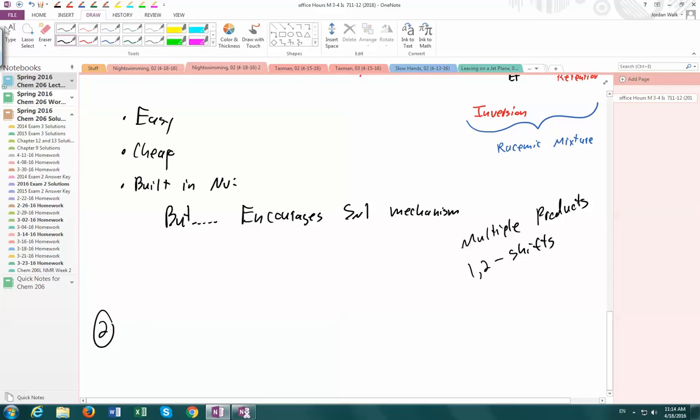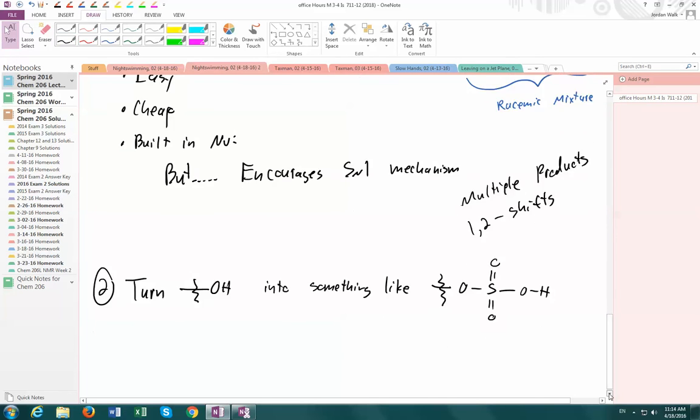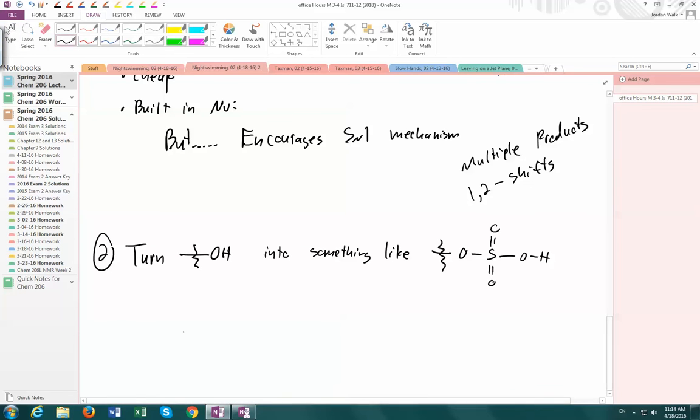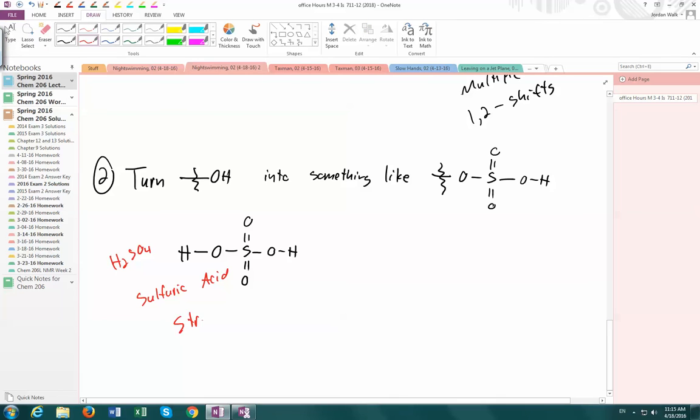And so the second way that we can form a good leaving group from OH is essentially going to be to turn OH into something like this structure. All right, so who recognizes maybe this structure right here? This is the conjugate of this molecule. And so if this is a leaving group, we're going to end up with a conjugate that looks like that. So what is this molecule right here? Yeah, so this is H2SO4. This is sulfuric acid. And so is sulfuric acid a strong acid or a weak acid? It is a strong acid for sure.